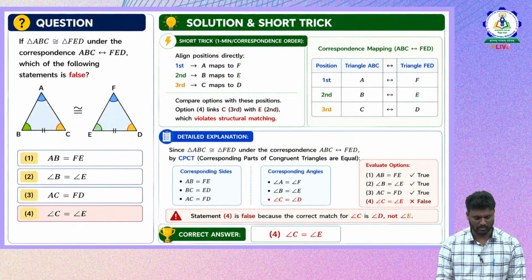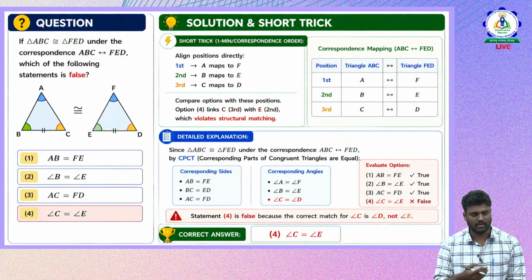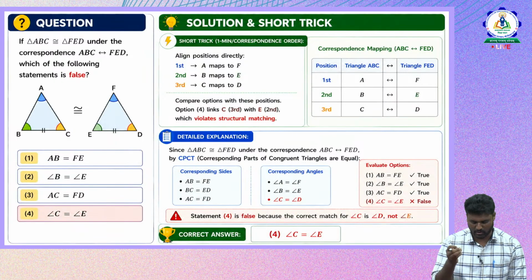If you remember the concept of congruence, let us see the options first. Option 1: AB is equal to FE. Option 2: angle B is equal to angle E. Option 3: AC is equal to FD. Option 4: angle C is equal to angle E. By seeing the options itself, we can say within a fraction of seconds that option 4 is the false statement. But let us try to apply the concept and check.